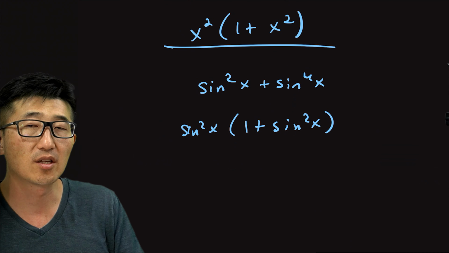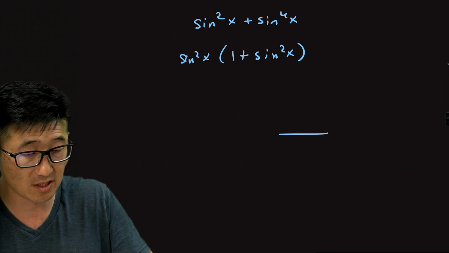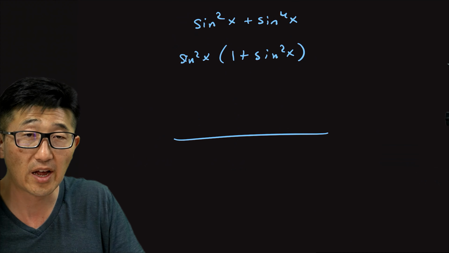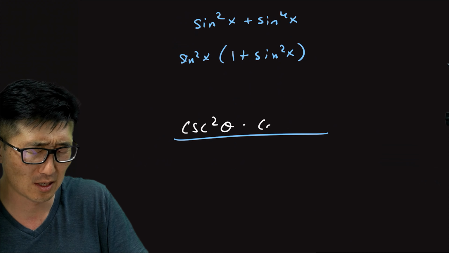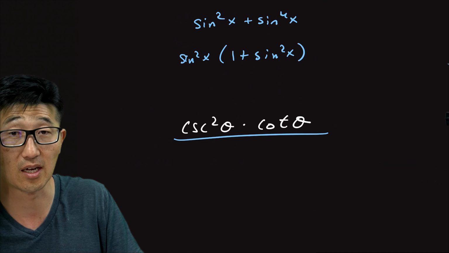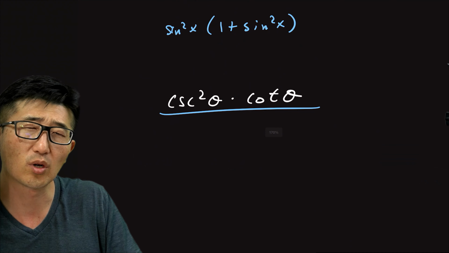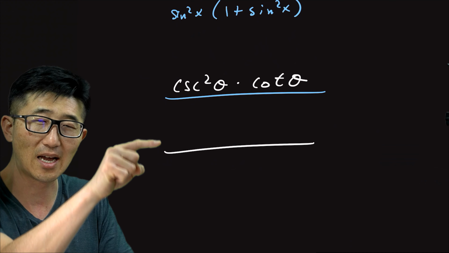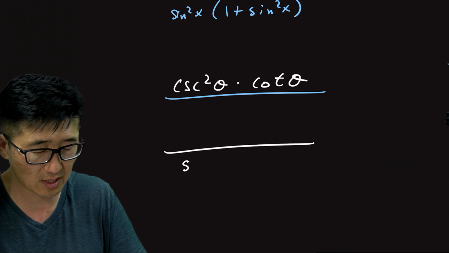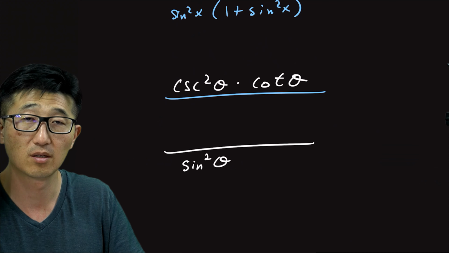And then you'll just start substituting. There's also situations like this where in one fraction, you'll have cosecant squared theta times cotangent theta, or something like that. And you're thinking, what can I do with this one? Well, if you move the cosecant down, wouldn't it become sine squared theta?